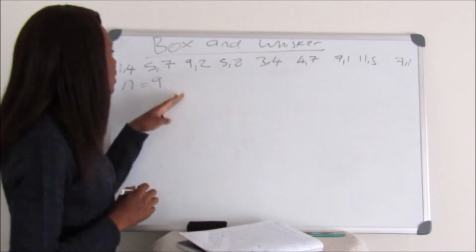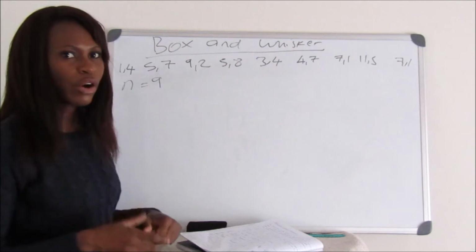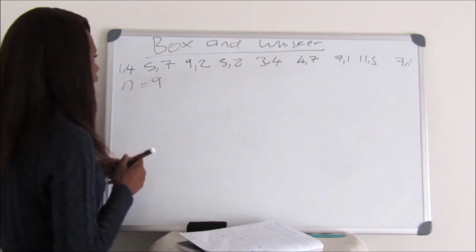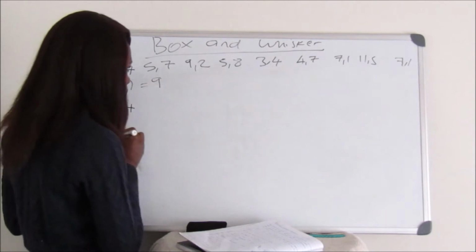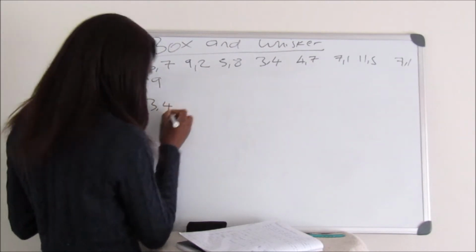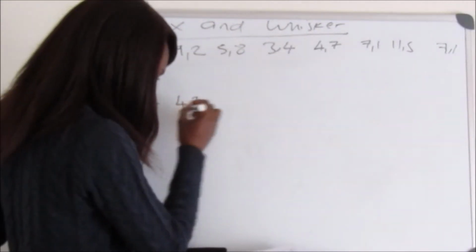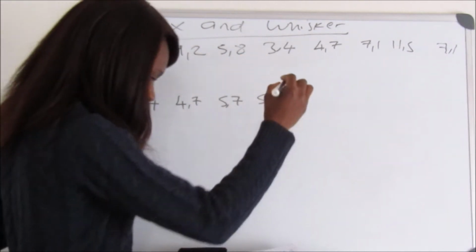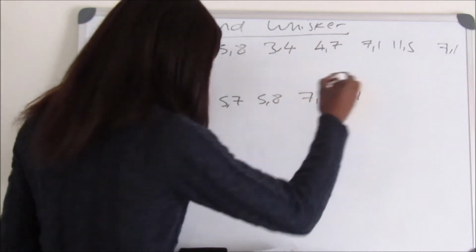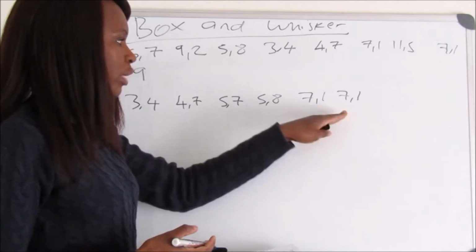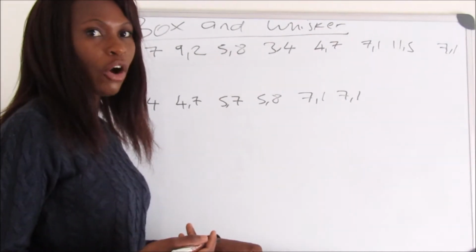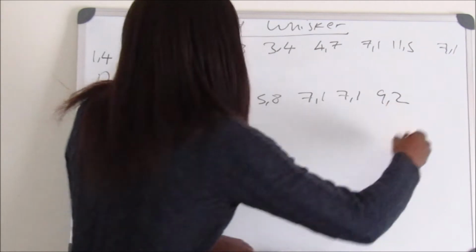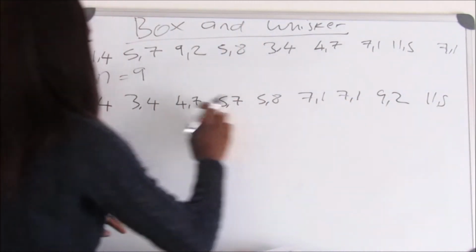Remember, I told you that when you are doing statistics, it's better if you're given a data set not in an ordered form. You must write your data in an ordered form to make it easy when answering the question. So the ordered data is 1.4, which is the first one, then 3.4, then 4.7, and then 5.7, and from 5.7 you can tell the next is 5.8. That's the next one, then 7.1, 7.1 again. If we were asked for the mode, 7.1 would be the mode because it's the common number in our data set. It's repeated. Then 9.2 and then 11.5. So 1, 2, 3, 4, 5, 6, 7, 8, 9.